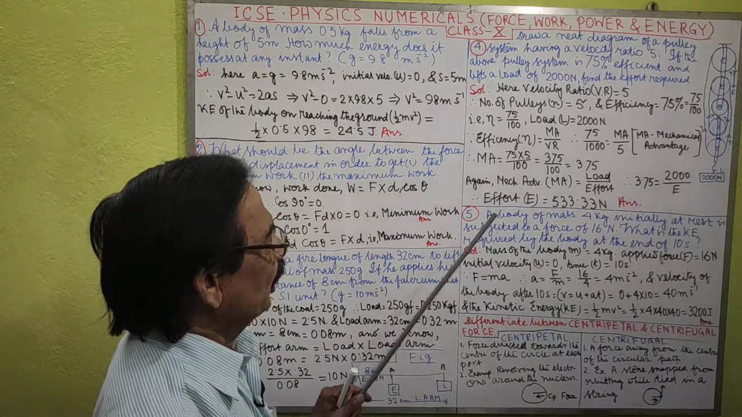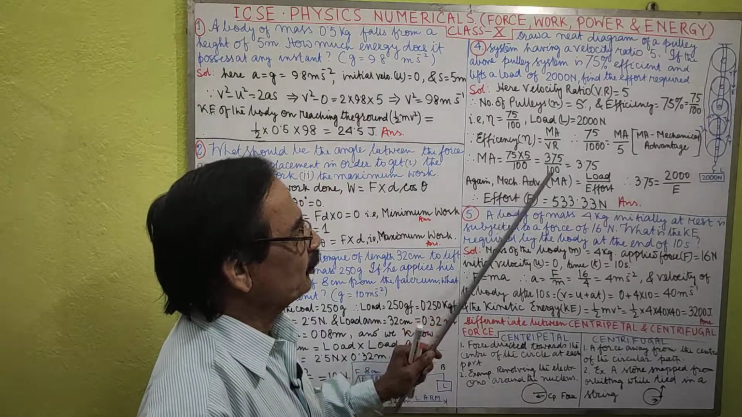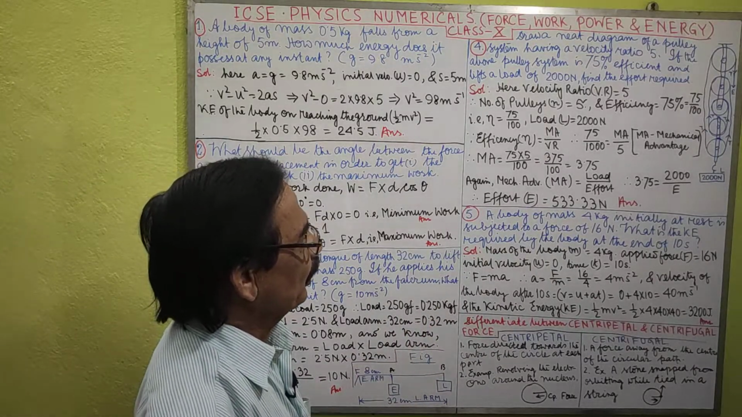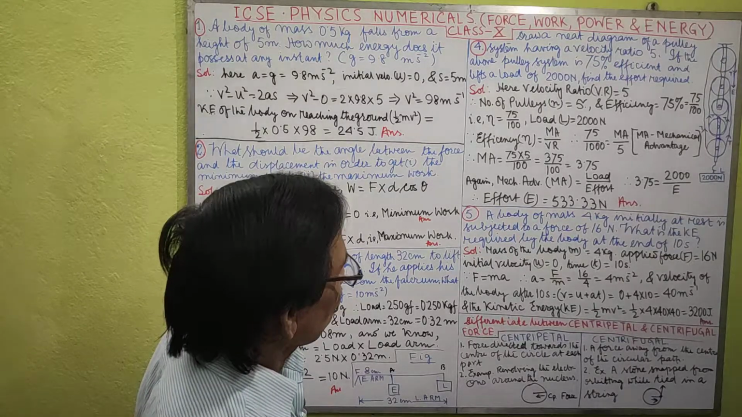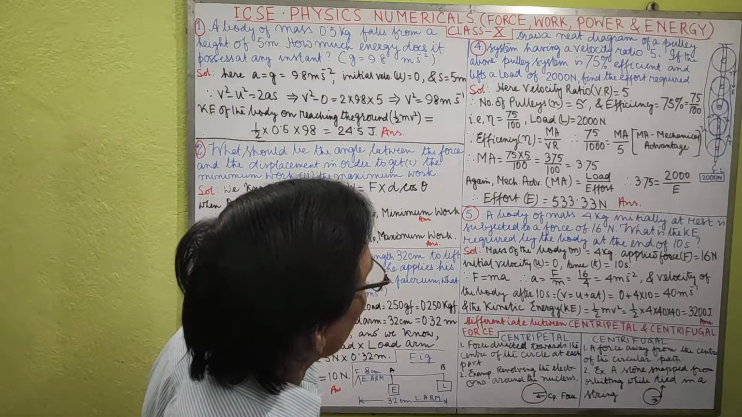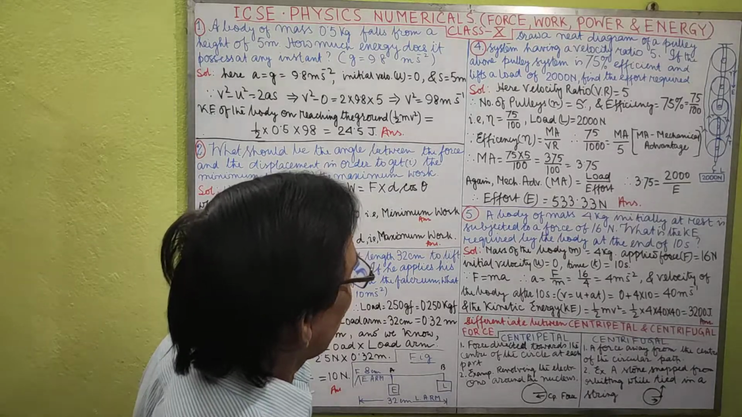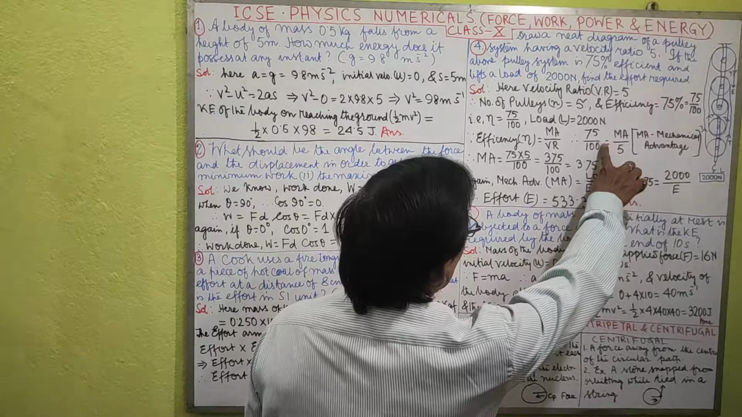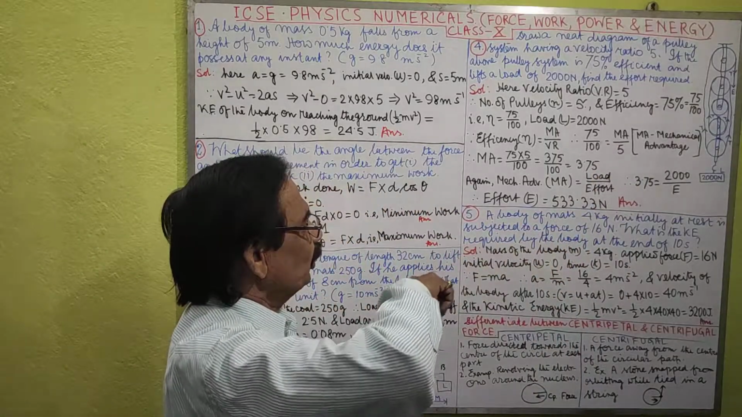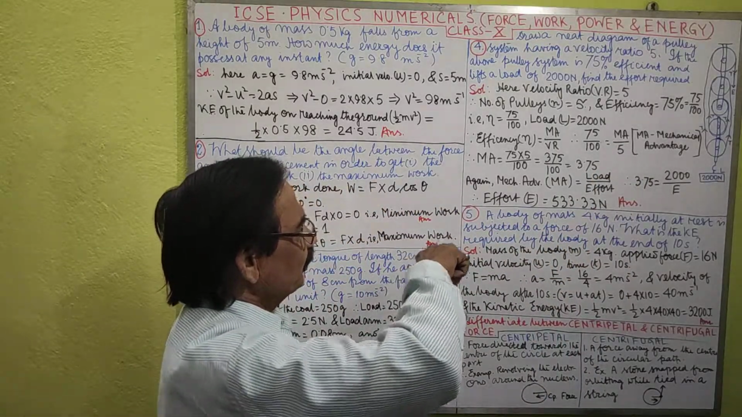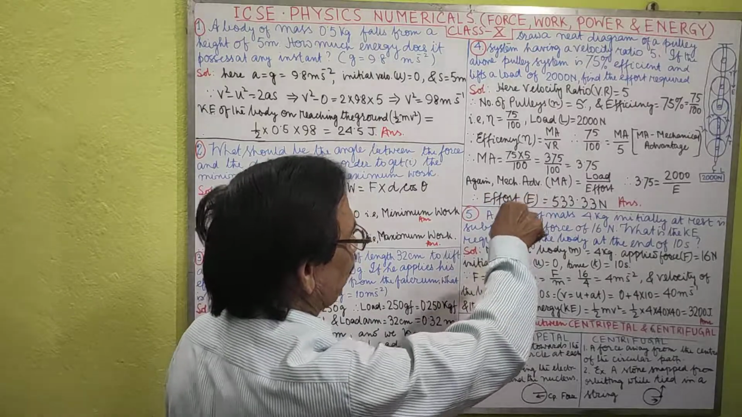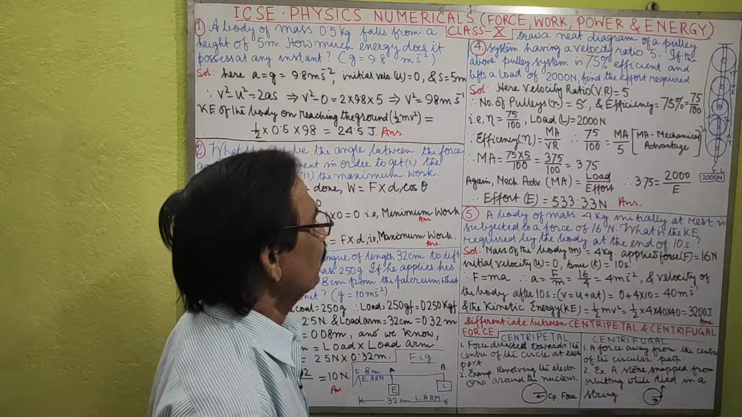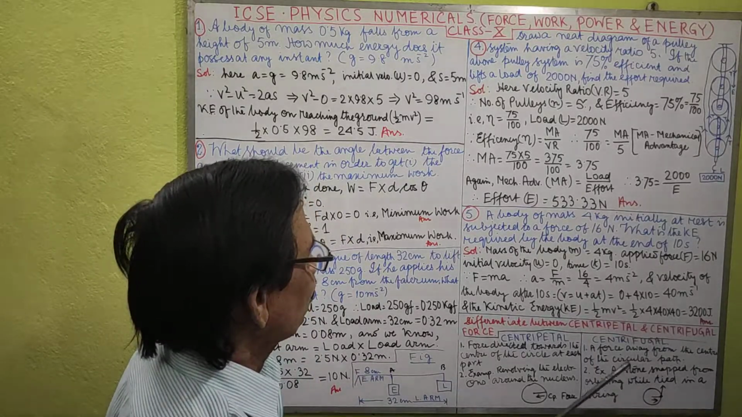We know that efficiency equal to mechanical advantage by velocity ratio, that is 75 by 100 equal to mechanical advantage by 5, where the velocity ratio is 5. So mechanical advantage equal to 3.75. It has got no unit as it is a ratio.